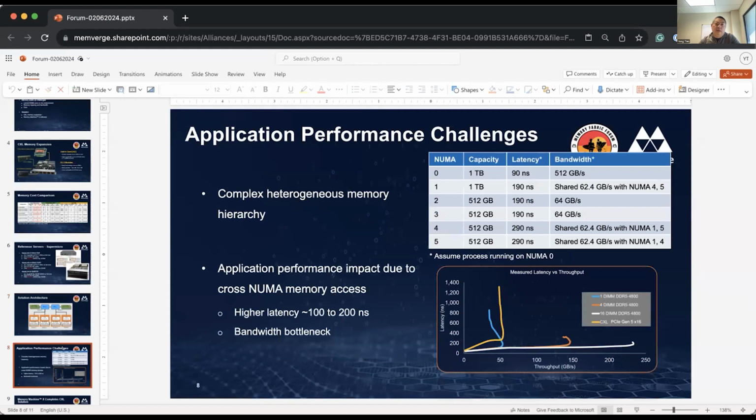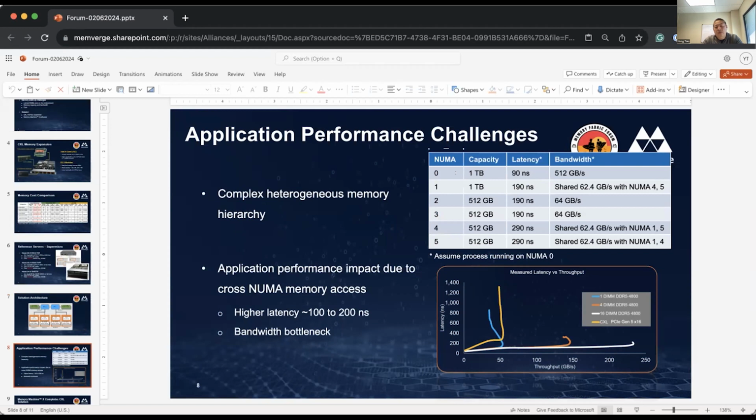One impact of this is the latency. If you have a frequently accessed memory page located in, let's say, NUMA 5, whereas your application is running on NUMA 0, you would have this additional latency that you have to contend with, and that impacts application performance. The other, bigger impact, I would say, is on the bandwidth.